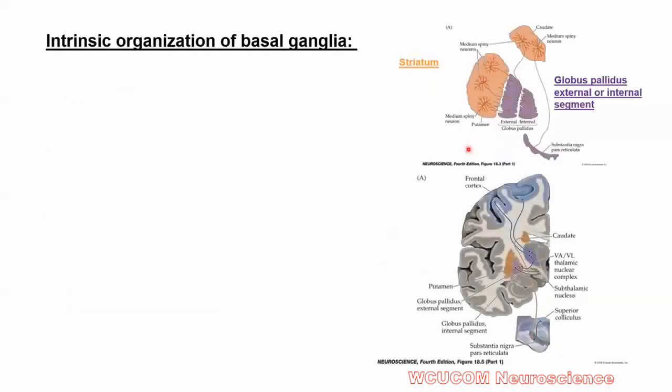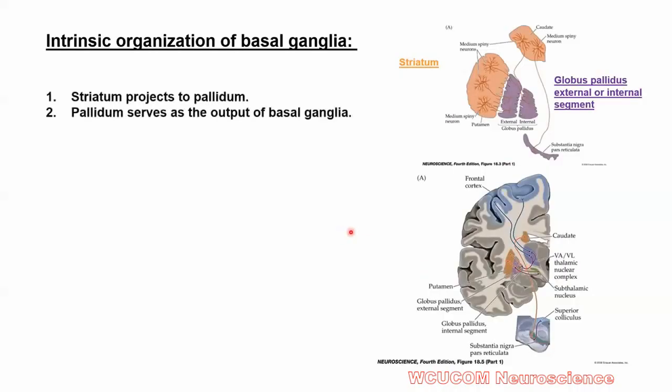How about the intrinsic organization of basal ganglia? We know that the signal goes from striatum to pallidum and then out. We also know that the striatum is the main input and pallidum is the main output.